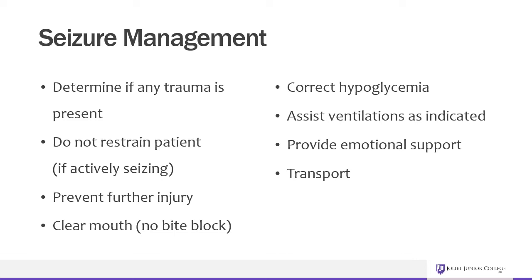Every single patient having a seizure has to have their blood sugar checked. So check their blood glucose level, correct any hypoglycemia that may be present. If appropriate, and if the seizure lasts a long time, start assisting ventilations. But here's maybe the very most important thing you can do. When they start coming around, provide emotional support. Get the crowd out of the way and be there with the patient when they start coming to, and talk to them.